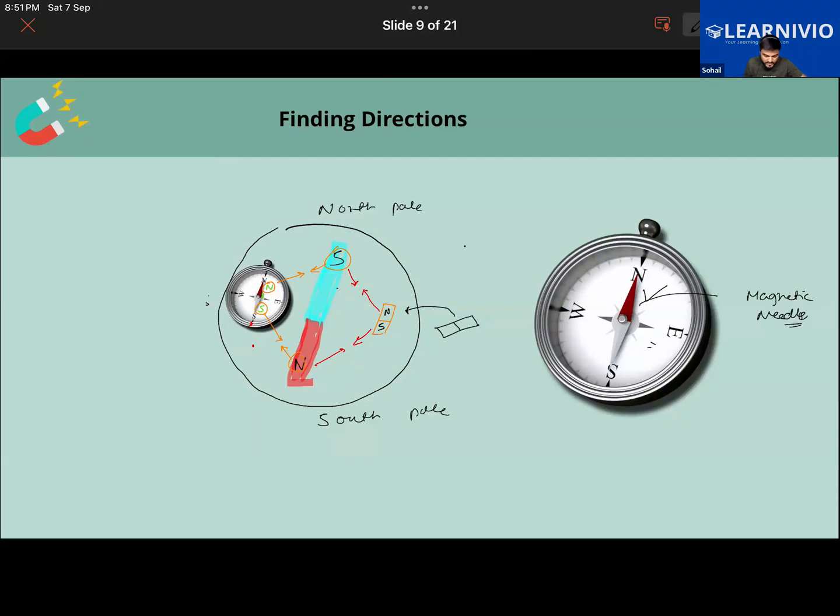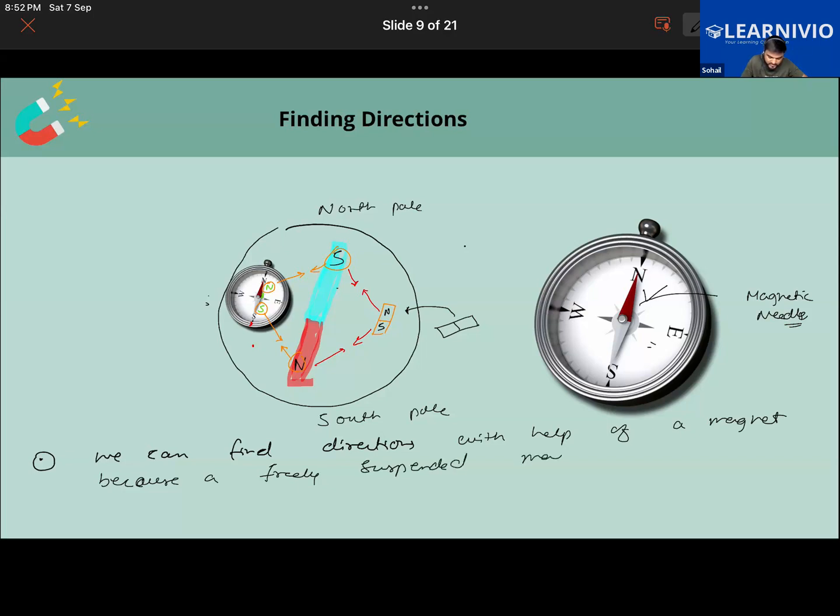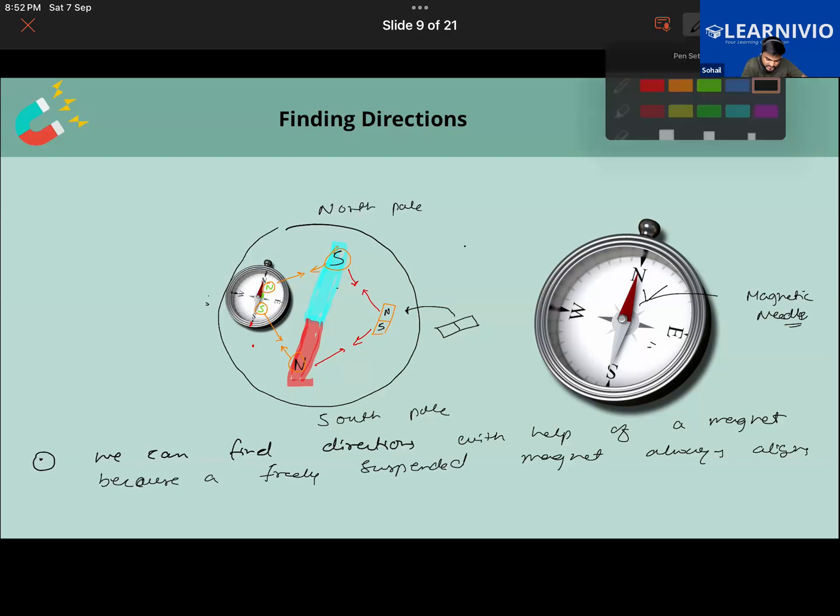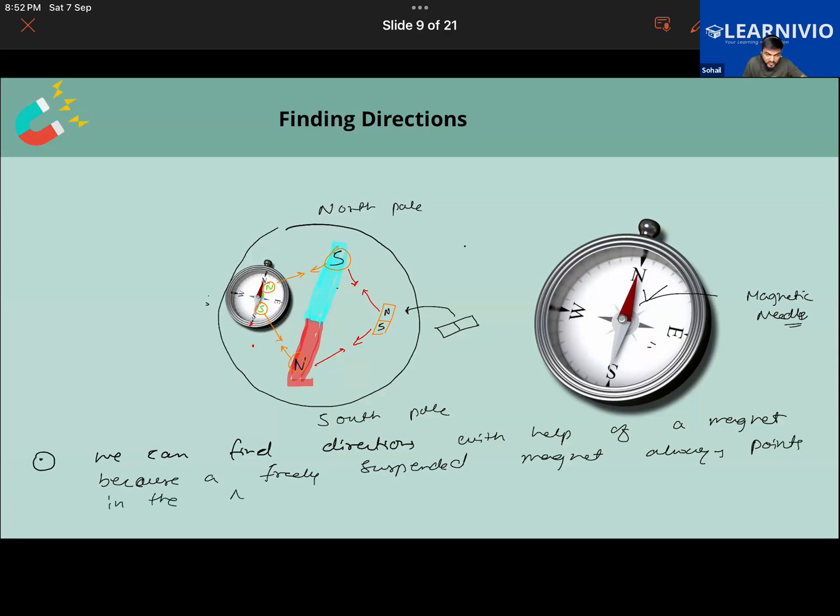Okay. So write down the topic, finding direction, and write down this thing: we can find directions with the help of a magnet, because a freely suspended magnet always aligns, always points in the north south direction.